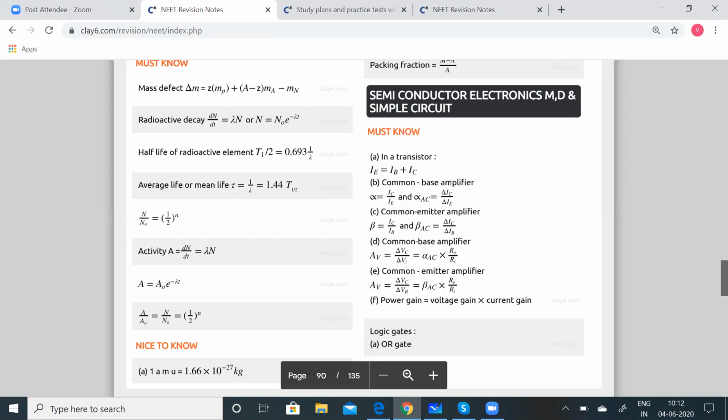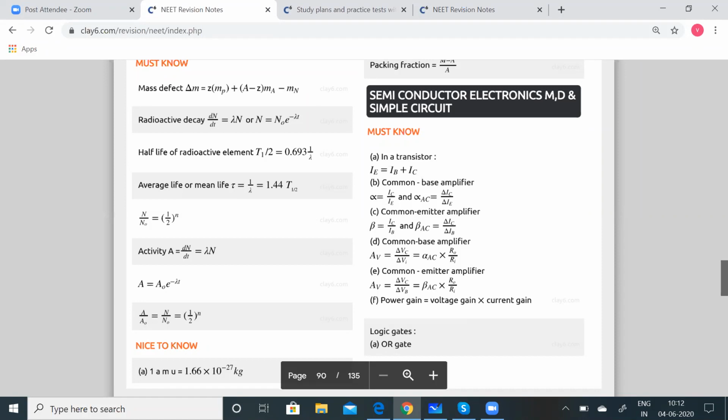Next is forward biasing and reverse biasing in a p-n junction. If the positive terminal of the battery is connected to the p side and the negative terminal to the n side, then the p-n junction is said to be forward biased. If the positive terminal of the battery is connected to the n side and the negative terminal to the p side, then the p-n junction is said to be reverse biased.